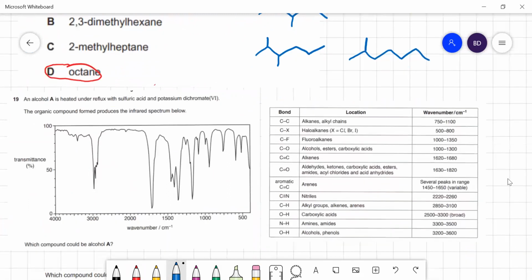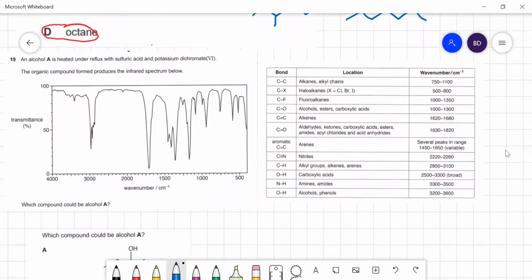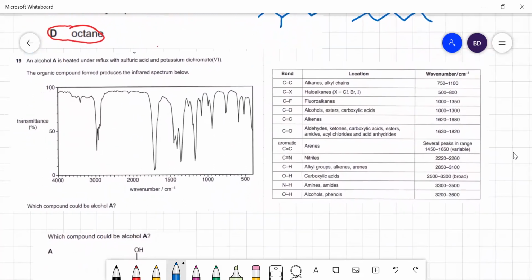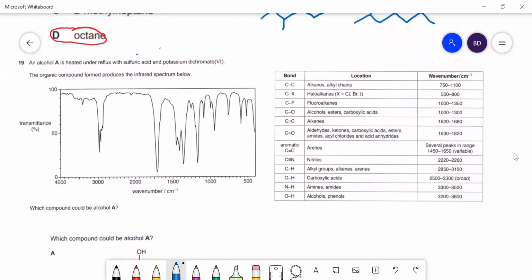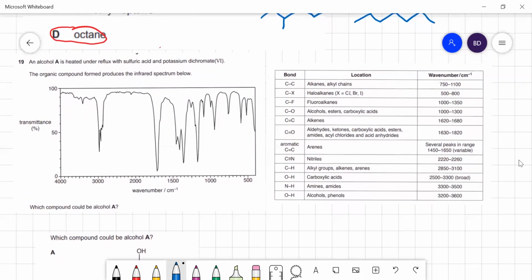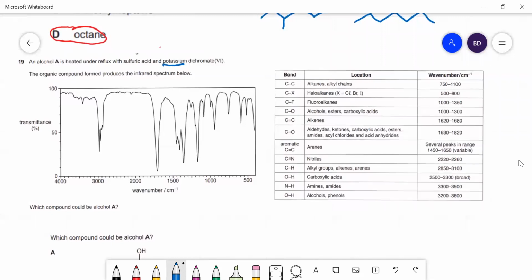Right, this is about infrared spectroscopy, and it is about alcohols. So alcohol A is heated under reflux with sulfuric acid and potassium dichromate. What does that do? That will oxidize alcohols. It will oxidize a primary. Now, if it's under reflux, it's going to oxidize it all the way to a carboxylic acid. It'll go to an aldehyde, then to a carboxylic acid. The secondary will just go to a ketone.